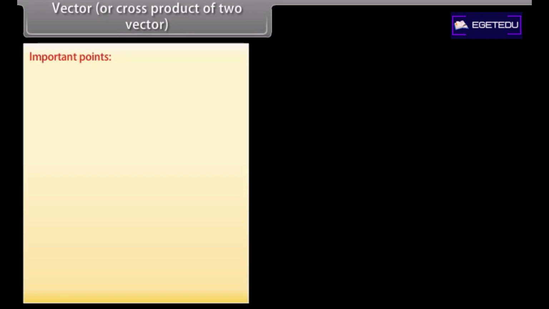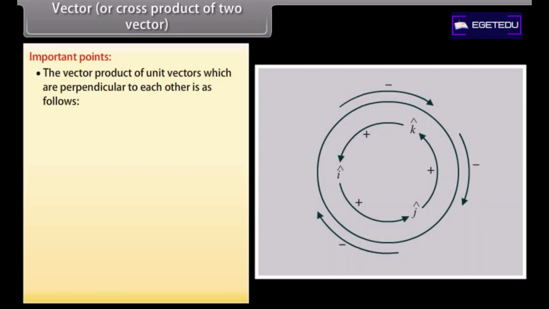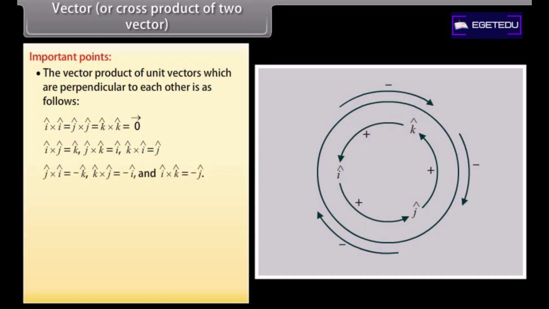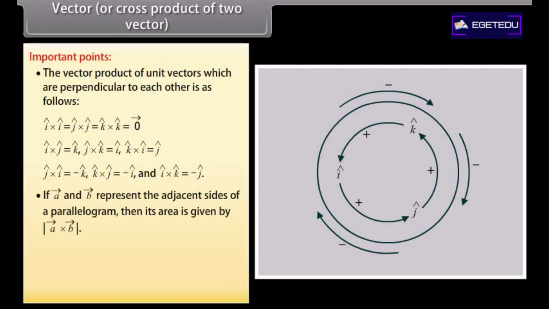Important points. The vector product of unit vectors which are perpendicular to each other is as follows. Cap I cross cap I equals cap j cross cap j equals cap k cross cap k equals vector 0. Cap I cross cap j equals cap j cross cap k equals cap k cross cap I equals cap k. Cap j cross cap I equals minus cap k, cap k cross cap j equals minus cap I, cap I cross cap k equals minus cap j. If vectors A and B represent the adjacent sides of a parallelogram, then its area is given by the magnitude of the vector product of vectors A and B.